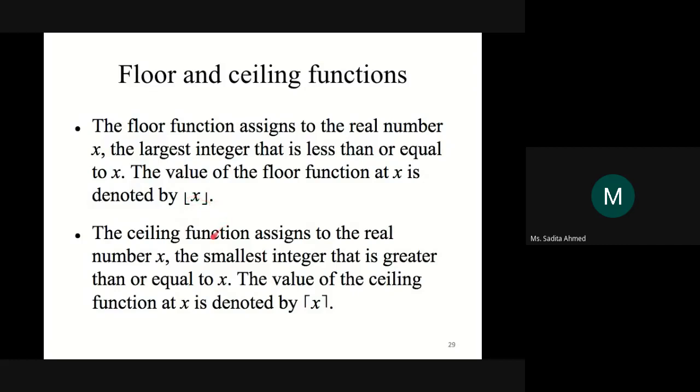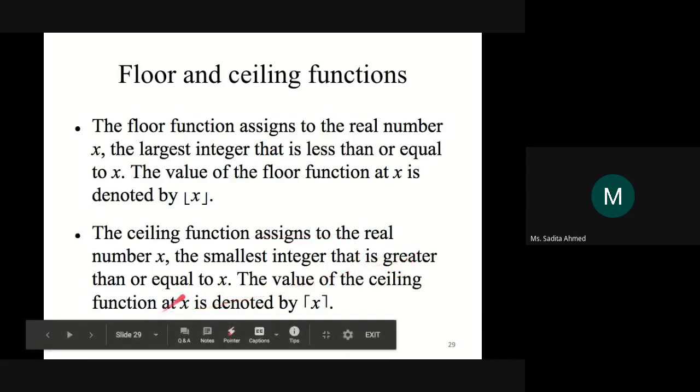Now, the ceiling function is the opposite of the floor function. So for a variable which can assume the value of any real number, the ceiling function this time actually converts this x to the smallest integer, this time the smallest integer that is greater than or equal to x.